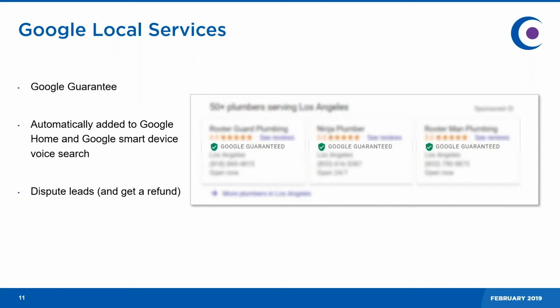And through the lead dispute process, you can actually get your money back. So if you paid $40 for a lead and it was outside a zip code that you predefined, you can notify Google and get that $40 back. And over time, that can start to add up and help save you money as well.